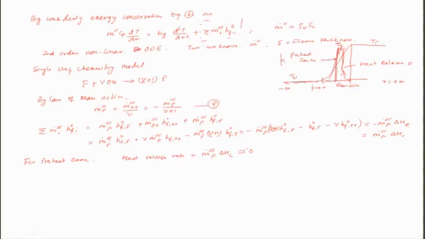So as a result, this term will be 0 in this case, and equation 6 becomes m dot Cp dT by dx is equal to kg d square T by dx square, because this term is 0. Now I will have to solve this. What are the boundary conditions here? The boundary conditions are at x equal to minus infinity, dT by dx is equal to 0 and T is equal to Tu, and at x equal to x ignition, T is equal to T ignition. Are you getting it? T ignition.